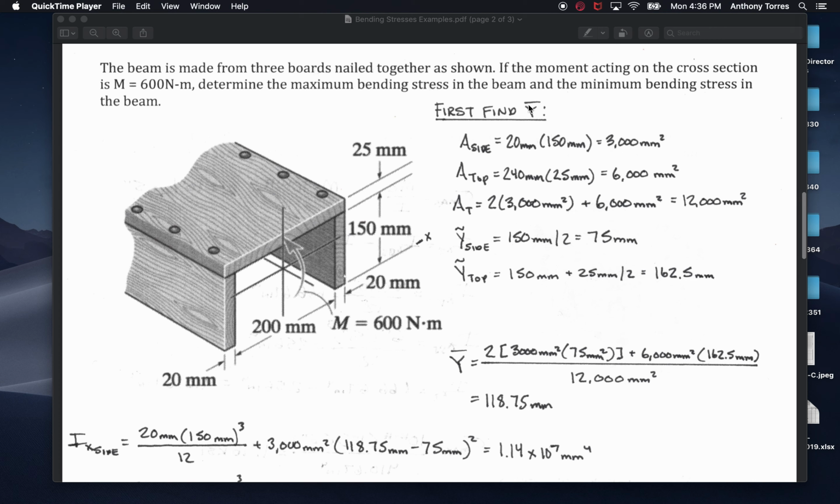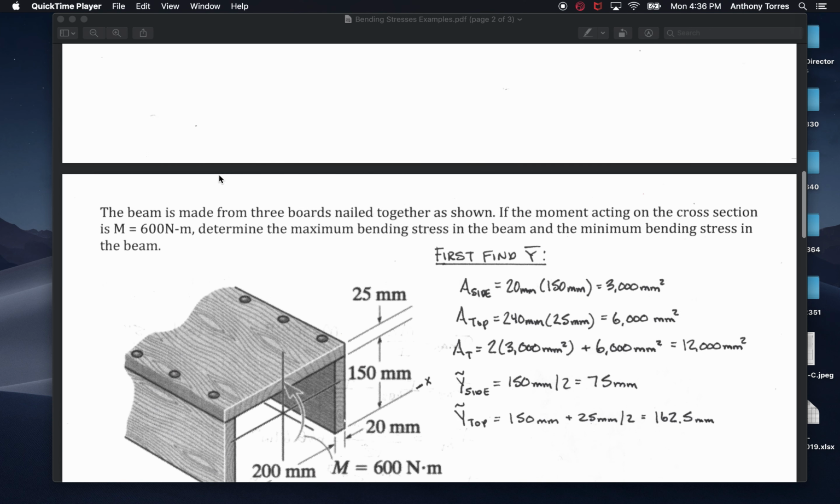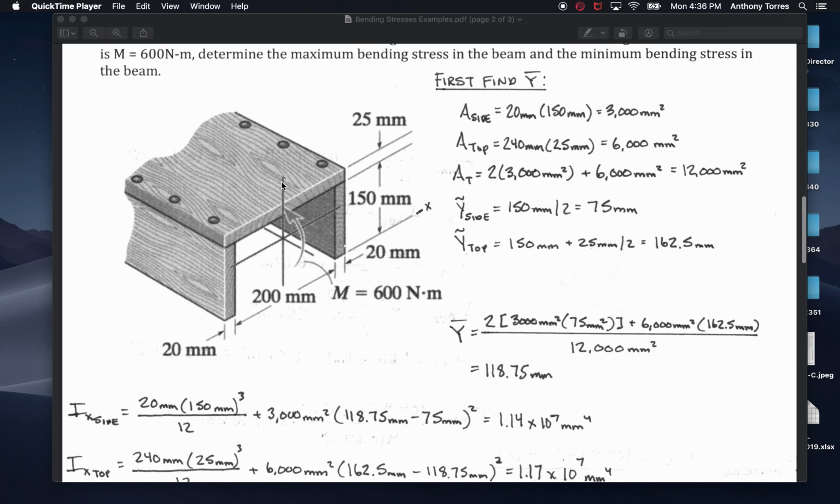Let's just find this y bar, because the centroid is not convenient on this one. The previous one was all symmetrical, so the centroid was in the middle, but this one is not, so we have to figure that out. So, area of the side. I'm just calling this little piece a side, and this is a top. The sides are symmetrical, so I only need to do this calculation once.